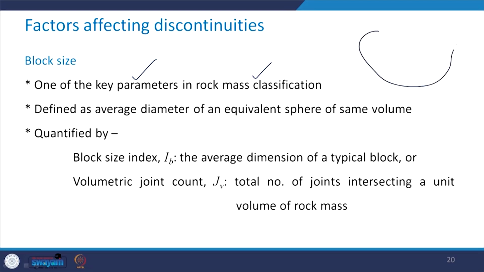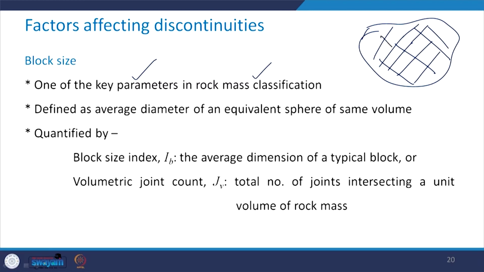So, let us say that here you have the rock mass and you have some joint sets. Let us say here I am showing only 2 joint sets. So now I can find out what exactly the block size is. It is of this order, and I need to find out the equivalent sphere of the same volume as that of this block. The average diameter of that equivalent sphere is going to give me the block size for this block.